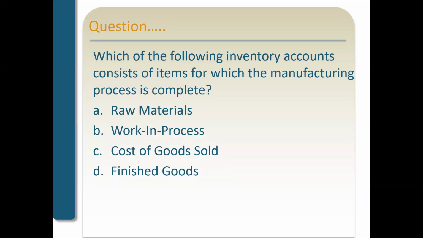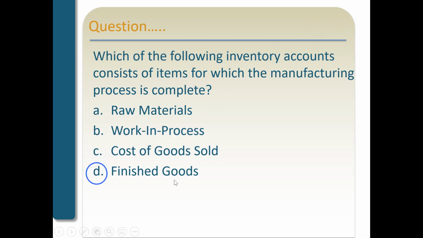So we're going to take this first question. Which of the following inventory accounts consist of items for which the manufacturing process is complete? Anyone know? Is it D? What did you say? I said D. D? Are you sure? You're right. Excellent.